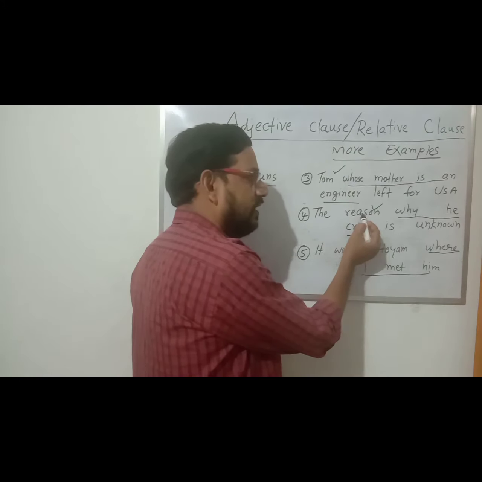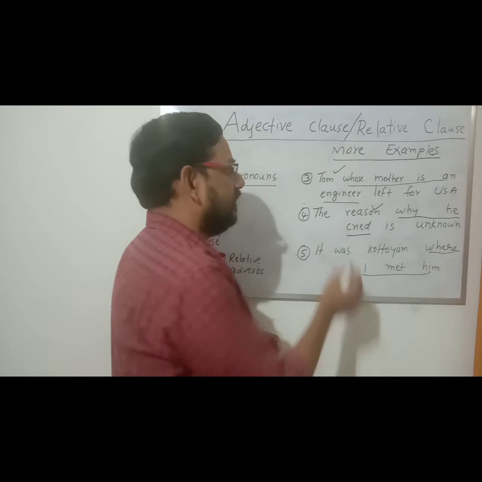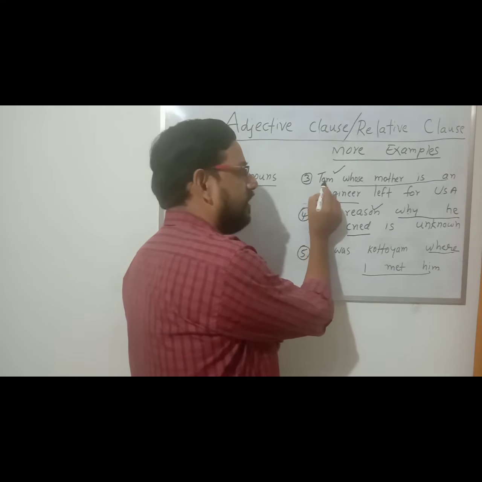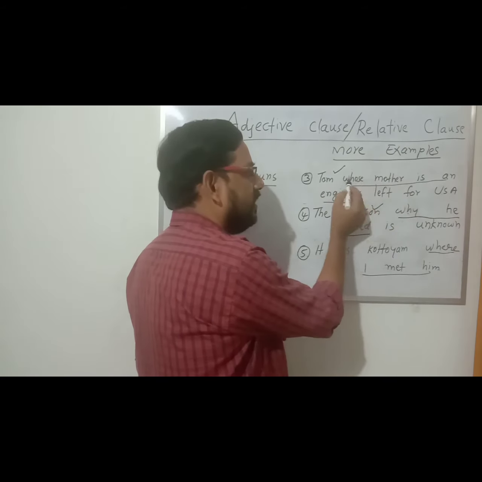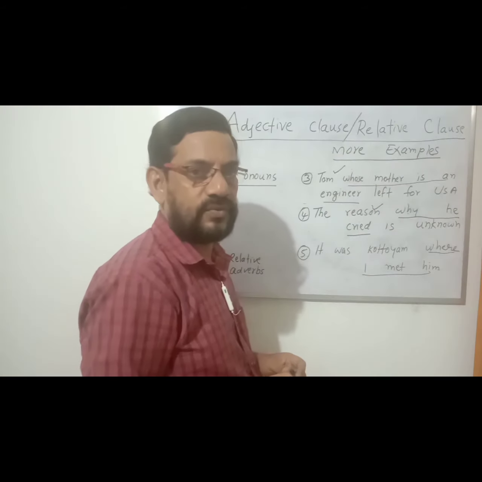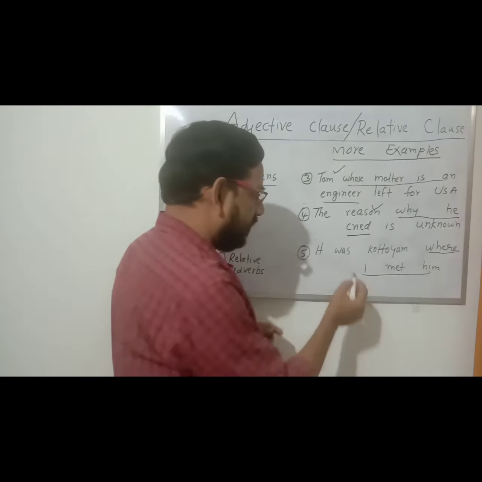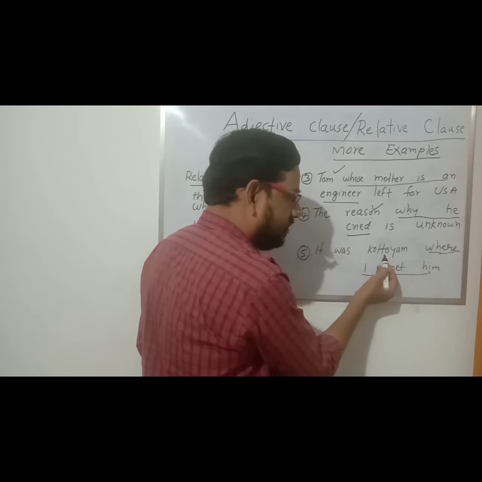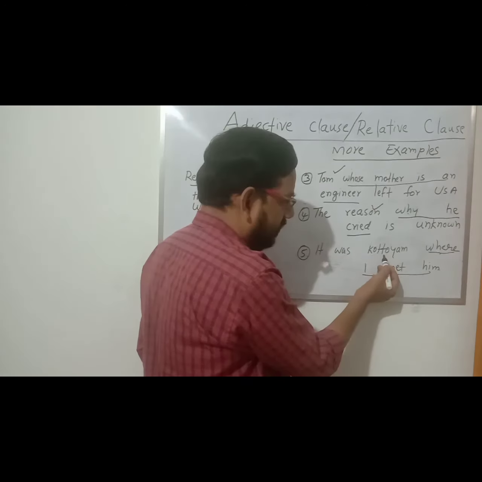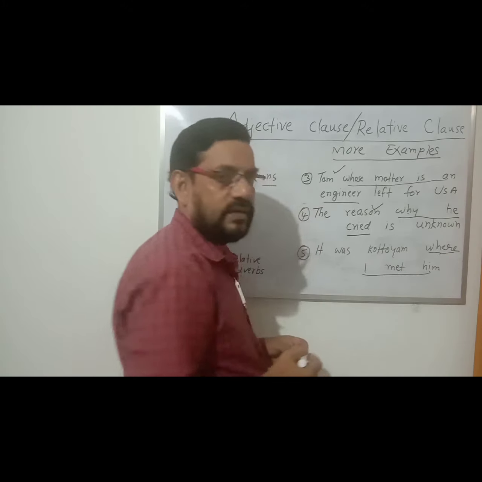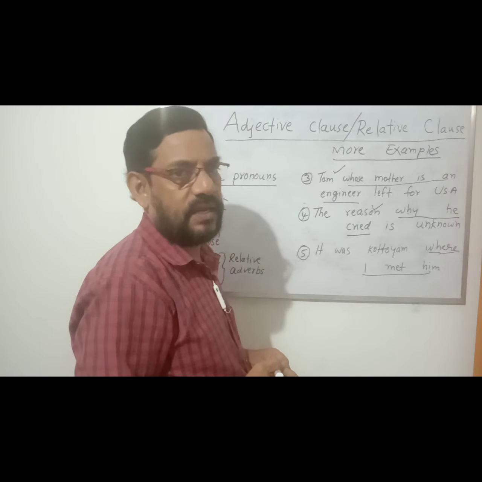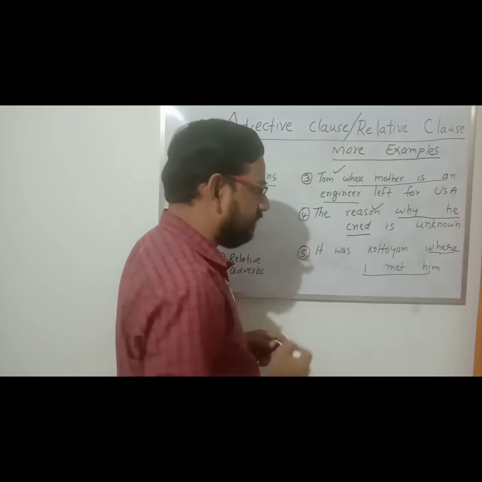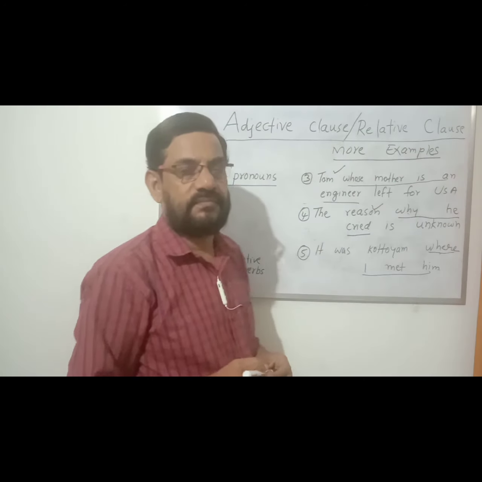Reason is modified by using why. A noun Tom is modified by using whose mother, his mother, whose mother. The possessive is used there. Where is used because this word is a place. Okay. It was Kottayam where I met him.